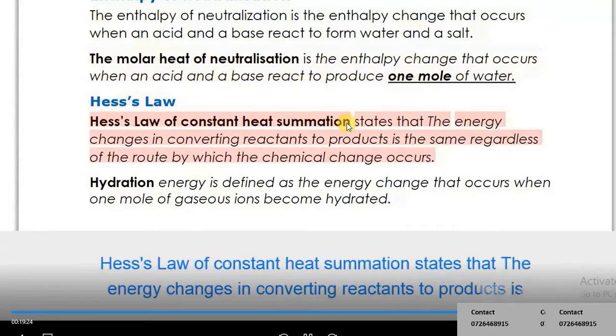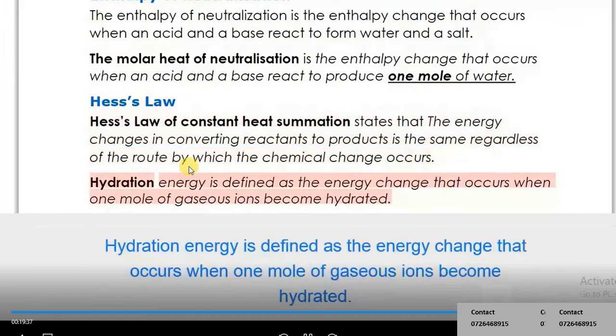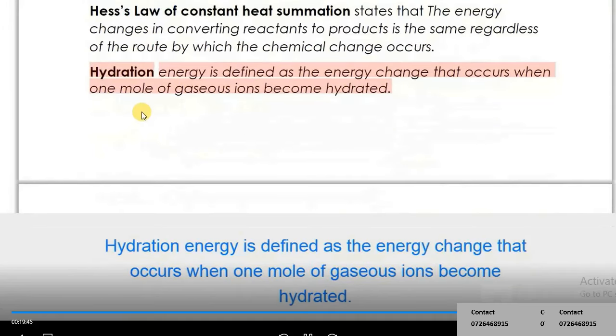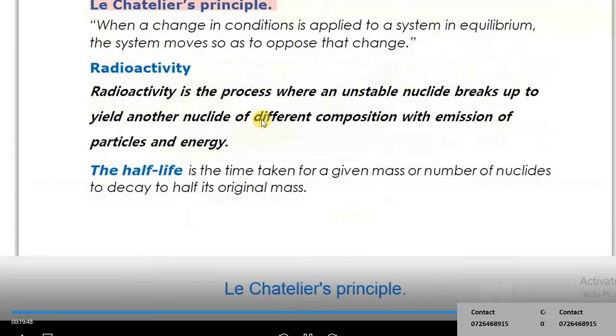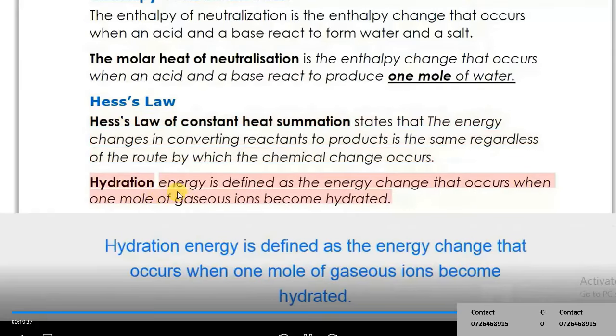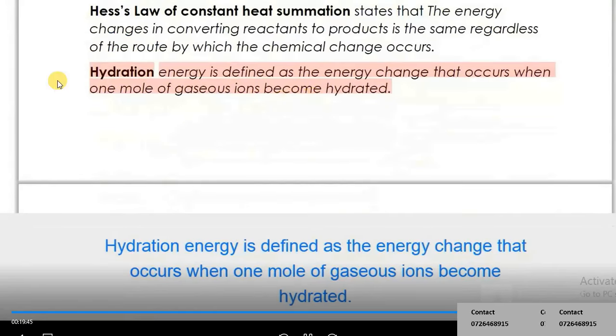Hess's law states that the energy change in converting reactants to products is the same regardless of the route by which the chemical change occurs. Hydration energy is the energy change that occurs when 1 mole of gaseous ions become hydrated.